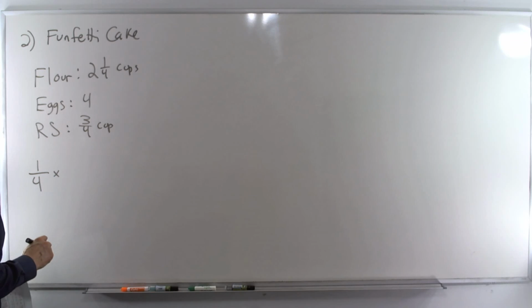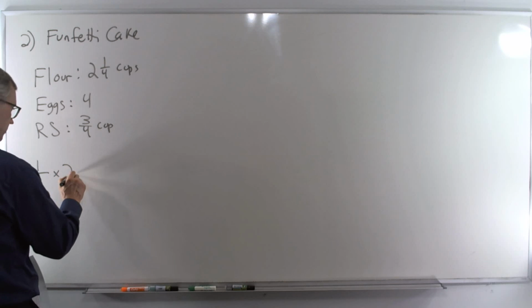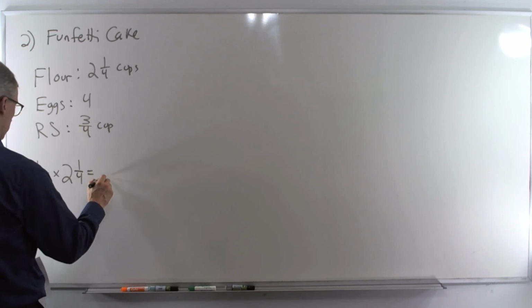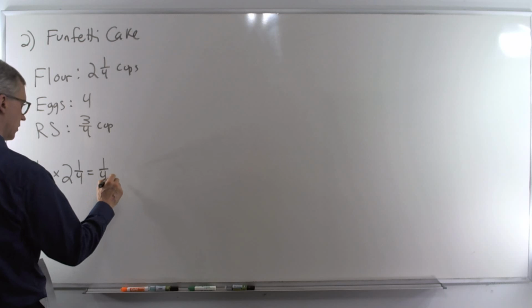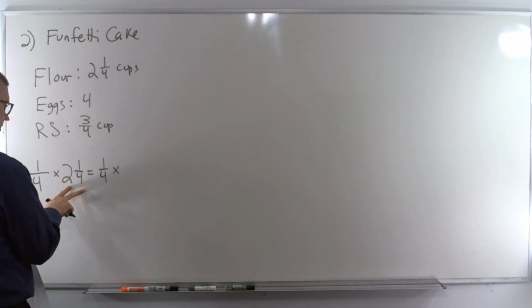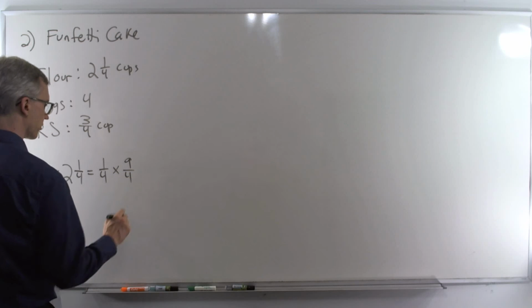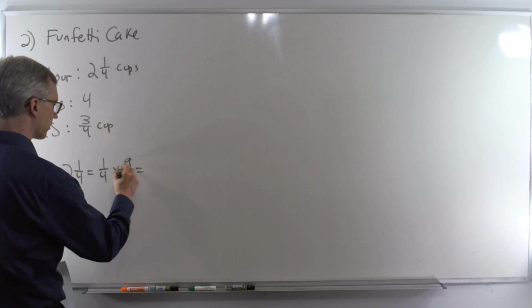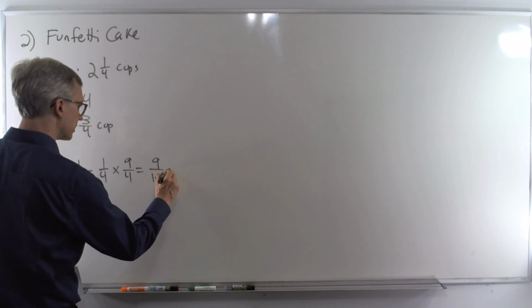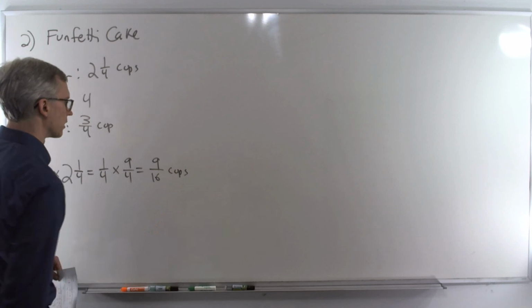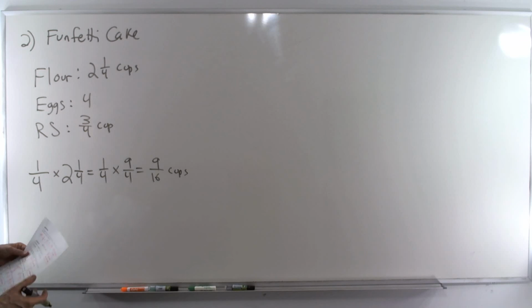Now for the flour, we're going to multiply by 2 1/4 cups. So we'll change this to a mixed number. 2 times 4 is 8, plus 1 is 9. So that's 9/4. Multiply it out, and we get 9 over 16 cups. So 9/16 of a cup.